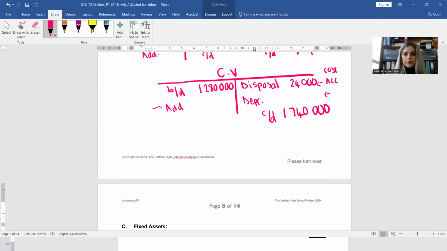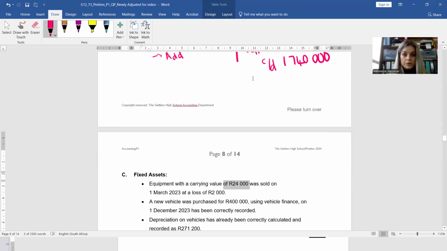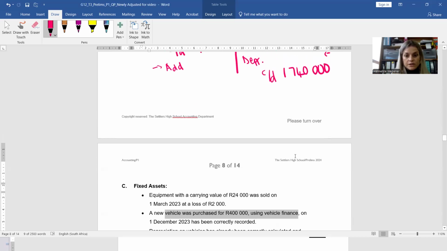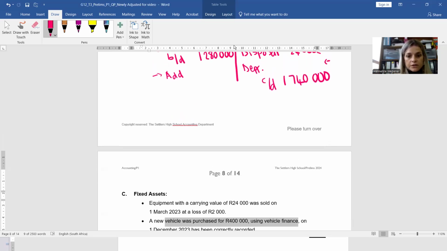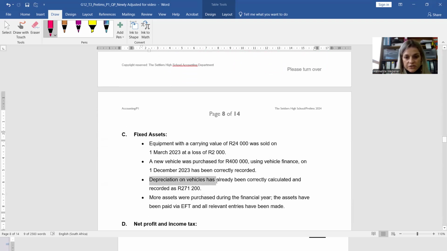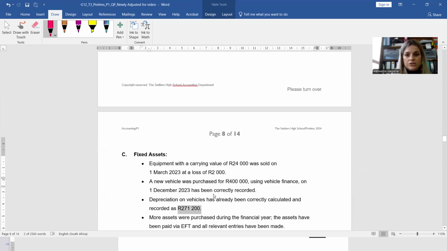Okay, so you've already recorded that. Unless they tell you they haven't yet recorded the transaction, then you have to. Right. Then it says that a new vehicle was purchased for 400,000 Rand using vehicle finance. So in other words, no outflow of cash there. You used a loan. So they've already included here 400,000. Then depreciation on vehicles has already been correctly recorded as follows. So 271,200.